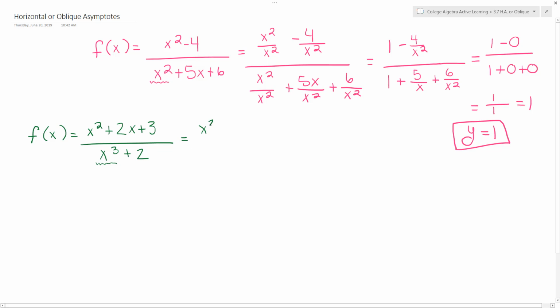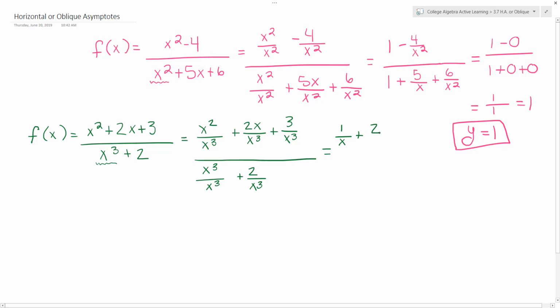So x squared divided by x to the third, 2x divided by x to the third, 3 divided by x to the third, and then do the same thing for the denominator. We have x cubed divided by x to the third, and 2 divided by x to the third. And then we're going to reduce all of those fractions down. So in the first fraction we're left with 1 over x plus 2 over x to the second plus 3 over x to the third.